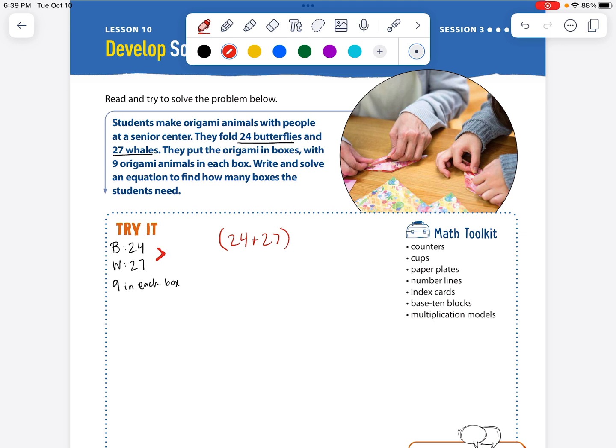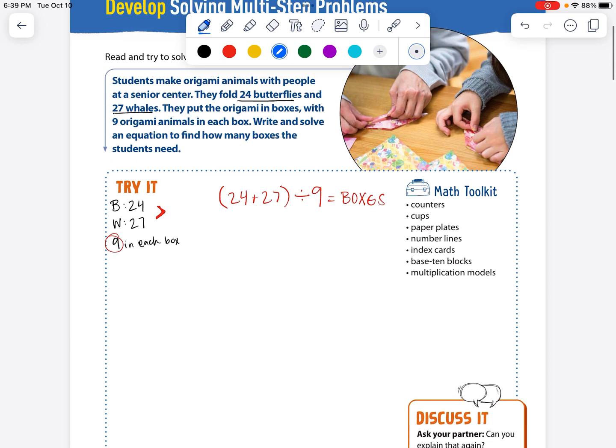Okay, we know that there is 9 in each box, but we don't know how many boxes. That is a division problem. Okay, division. I know that's really, really out there. We haven't really done anything with it, and that's okay. So we have 24 plus 27. That's 51 divided by 9.